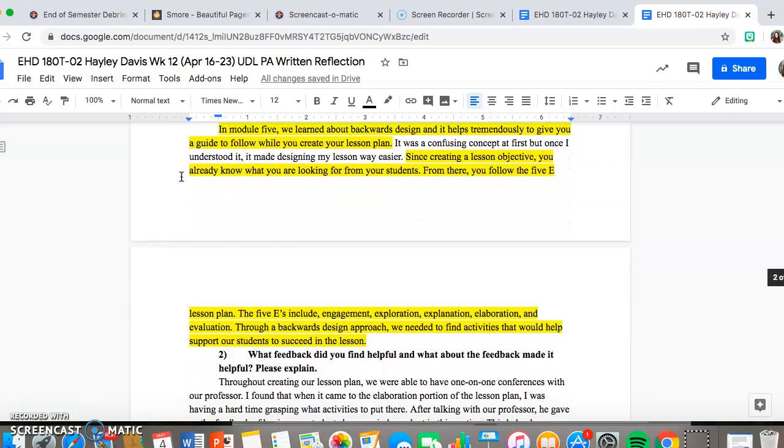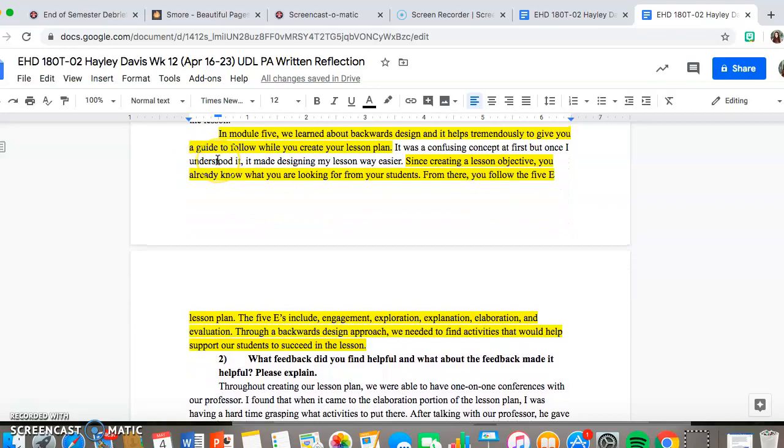And then the last module that I'll be talking about was Module 5, in which we learned a lot about backwards design and how it helps tremendously to give you a guide to follow while you create a lesson plan. Before this course, I had not heard of backwards design. And so I was a little confused when we were introduced to it, but once I read more, I understood that it is really helpful.